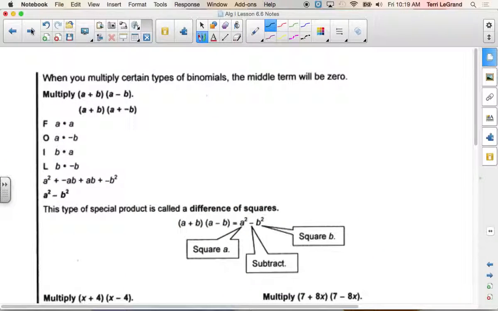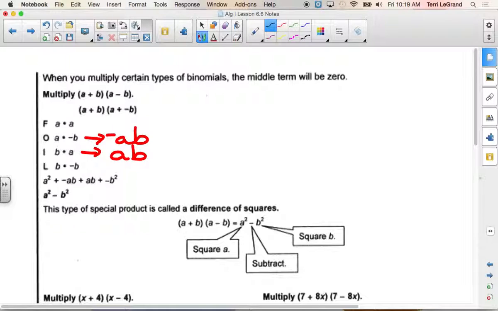When you multiply certain types of binomials, the middle term will be 0. In other words, when you combine the like terms, they'll cancel each other out. They will be opposites of each other. Here's an example using a and b. When we take the O step, we get a times negative b, that's negative ab. When we do the I step, it becomes b times a, which is ab.